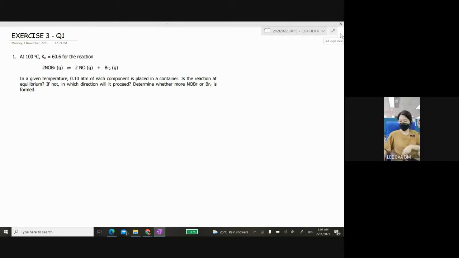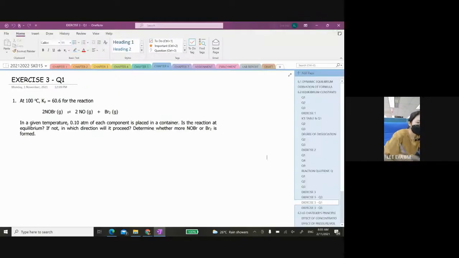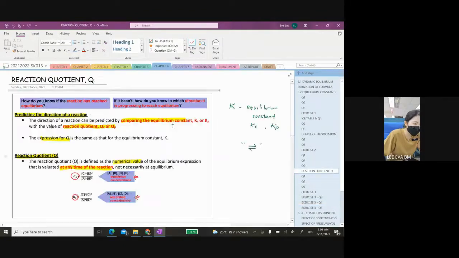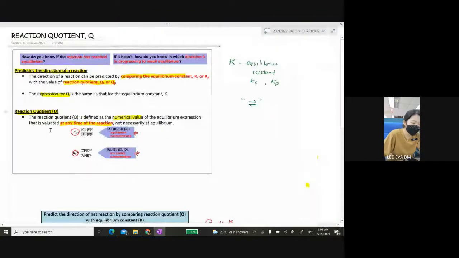But first of all, if you can't answer these questions, what is meant by reaction quotient? At any time. What thing is at any time? Apa benda yang at any time? If we refer to the definitions, the reaction quotient is defined as the numerical value or the ratio between your product and reactant, raised to the powers. So it occurs at any time.